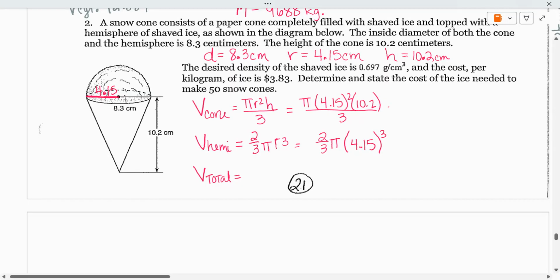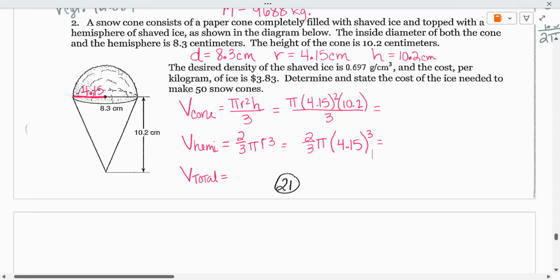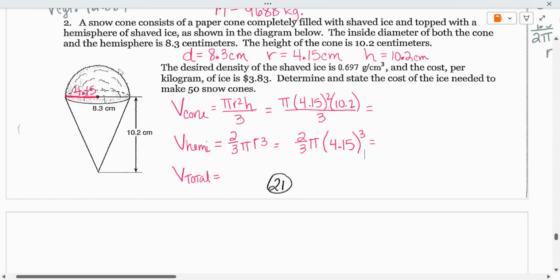So what do you get? You can tell me what you get here, and then we can write down what we get here, and then we can just add them together. What'd you get? I'm not going to tell you. You just calculate what I wrote out. What is pi times 4.15 squared times 10.2 divided by 3? What do you get for that one?